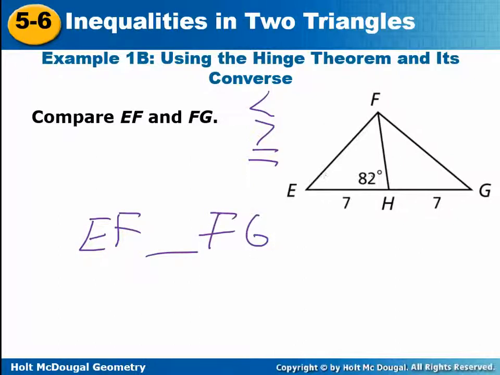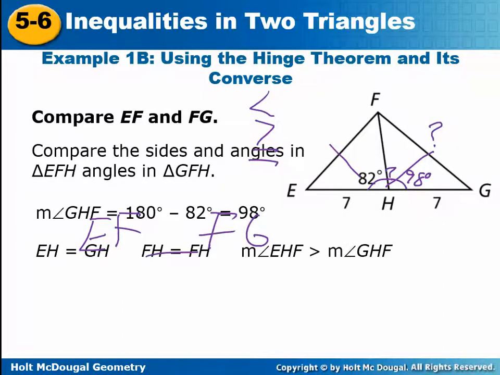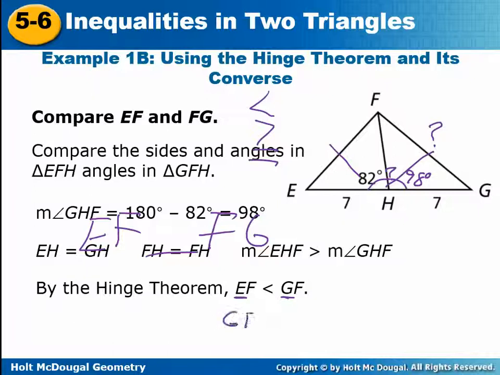So EF is opposite the 82-degree angle. How am I going to figure out what is opposite? It's opposite what angle? Well, this makes a linear pair. 82 plus whatever the question mark is. So we first have to figure out 180 minus 82, that's 98. Now we can see that side FG is greater than side EF, or EF is less than GF. Make sure you're paying attention to which one's listed first. You could also write that GF was greater than EF, but if the segments are already there and you just have to fill in the blank, make sure you pick the right sign.